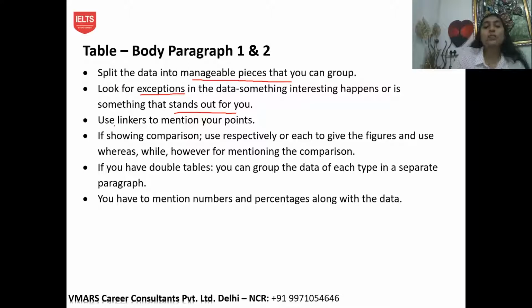Use linkers to mention your points. What are linkers? When you're giving your first information and you want to give the next information, you can use linkers like furthermore, moreover, apart from this. So when you want to mention a new sentence, a new statement, you can use the linker, stating moreover, the sales in the year. So that's how you can begin. Apart from this, it has been noticed, and then you can go on.